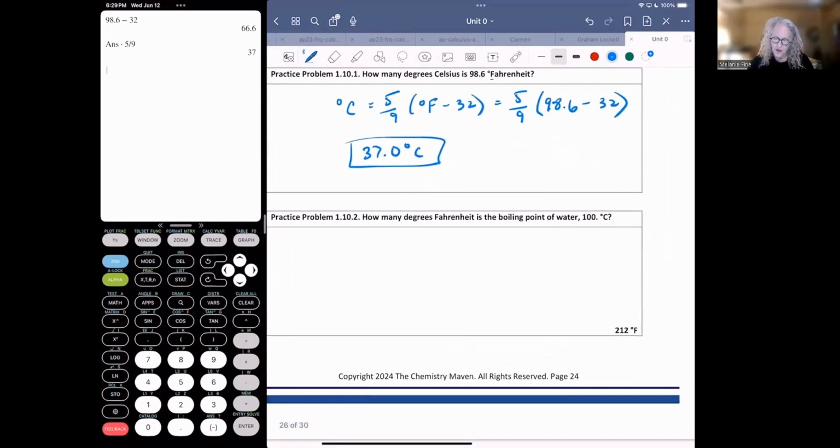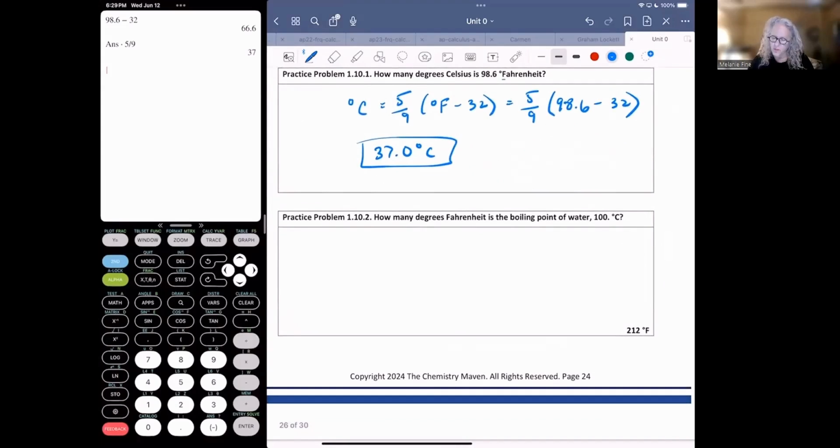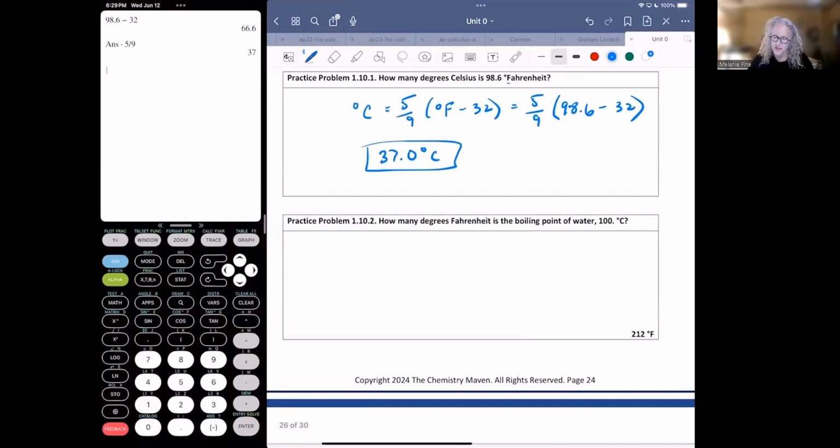Welcome back. Okay, so how many degrees Fahrenheit is the boiling point of water, which is 100 degrees Celsius? They put a decimal down here to tell you that all these digits are significant because trailing zeros are significant if there is a decimal written down there. Okay, so our equation is degrees Celsius equals 5/9 degrees Fahrenheit minus 32. I already showed in the previous lesson how to rewrite this equation to solve for Fahrenheit, but I'm going to do that again right here.